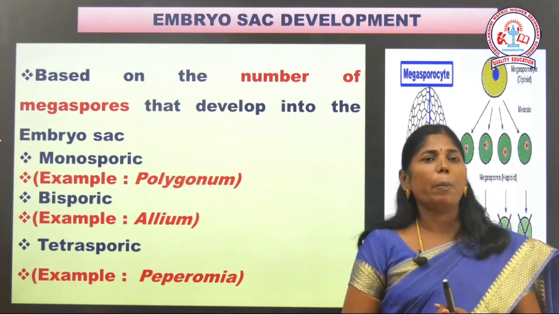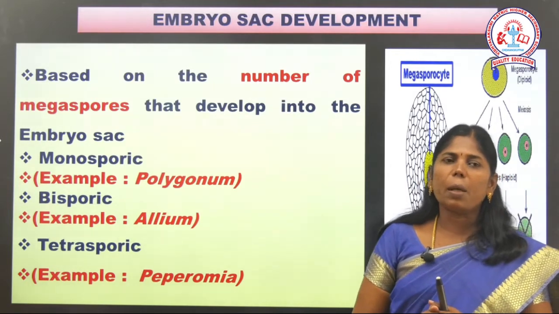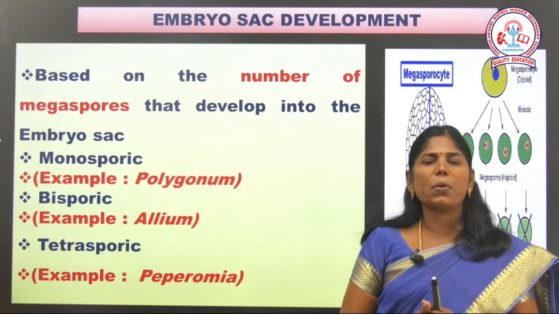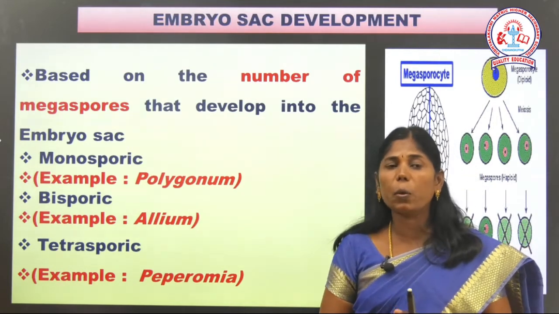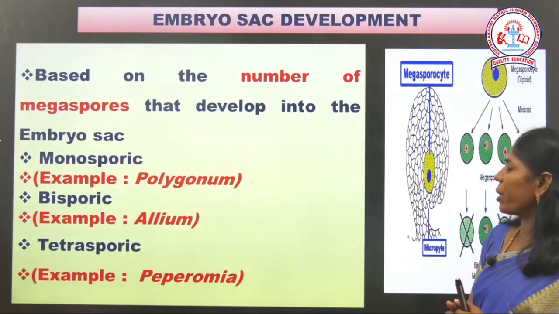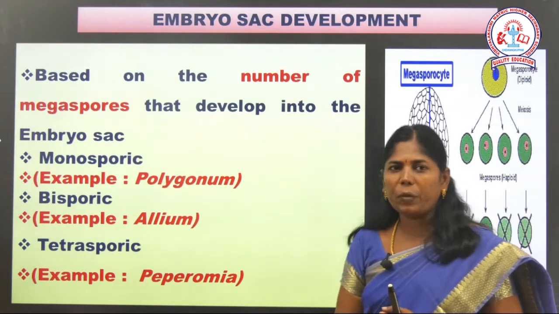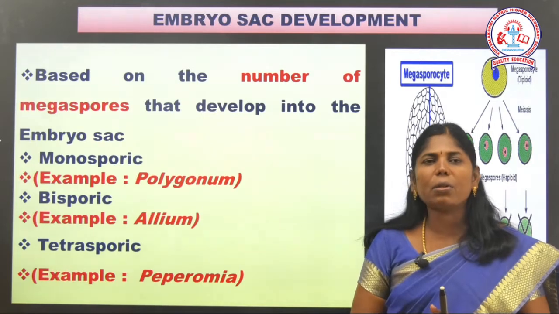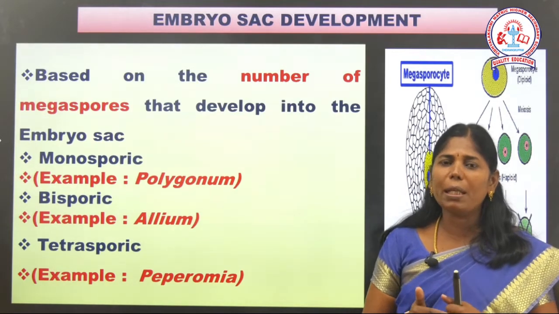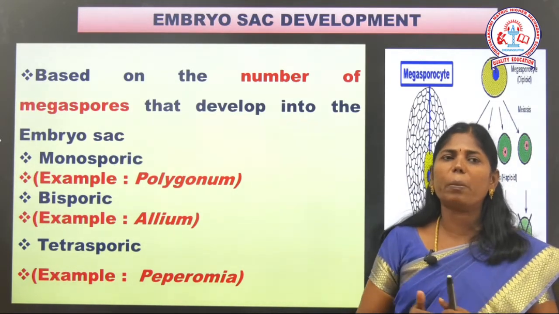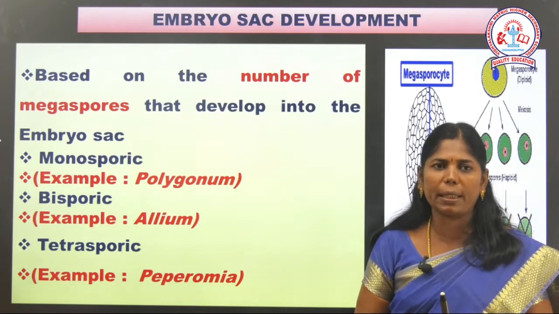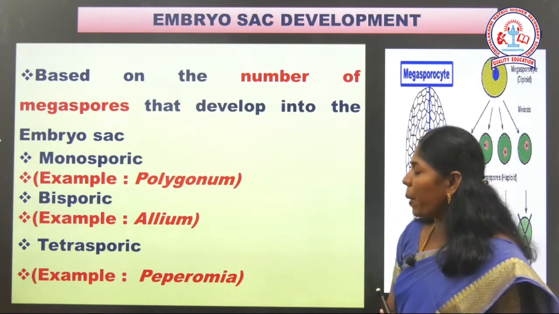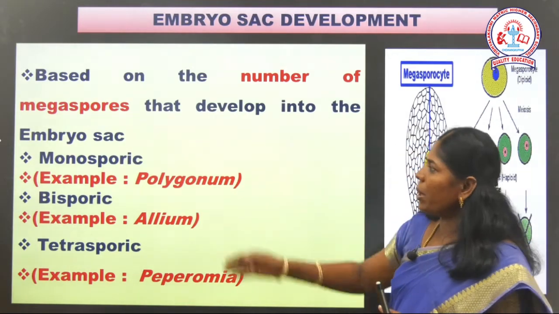And what is the bisporic condition? Among the 4 megaspores, only 2 megaspores are involved in the embryo sac development, which is known as bisporic condition. The example for bisporic is Allium, the name of the species. And the third one is the tetrasporic condition. What is the meaning of tetrasporic? All the 4 megaspores are involved in the embryo sac development, known as tetrasporic. An example is Peperomia. So we are going to see one by one.